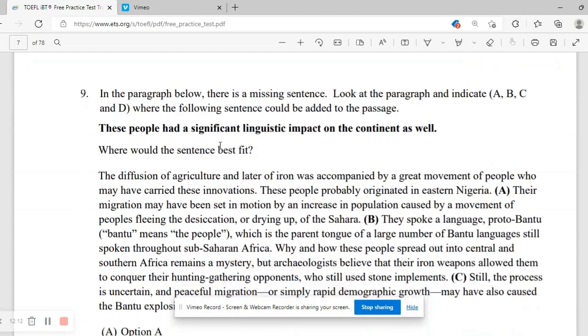Okay, in the paragraph below, there is a missing sentence. Look at the paragraph and indicate. There is a missing sentence. You have to get the missing sentence and put it in the right place. Look at the paragraph and indicate A, B, C, and D where the following sentence could be added to the passage.